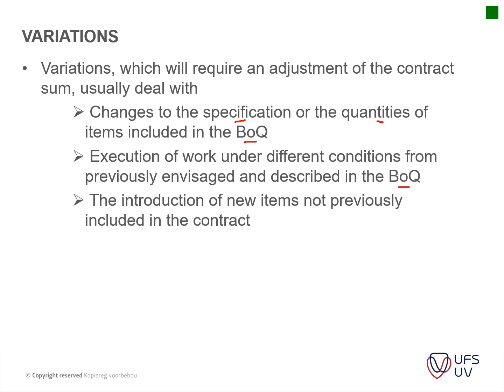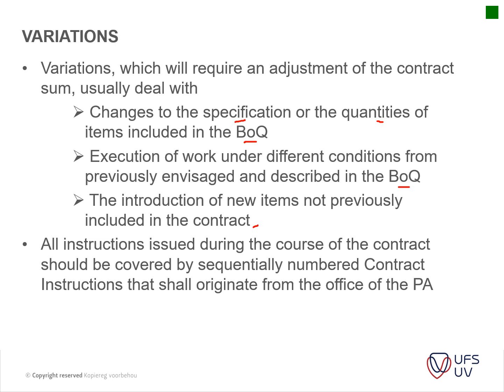The instruction of new items not previously included in the contract. For instance, if you're working in a community, you have to take into account maybe education of the community, talks with the community, which wasn't included in the initial tender brief, or something in that sense. Okay, all instructions issued during the course of the contract should be covered by sequentially numbered contract instructions that shall all originate from the office of the principal agent. So this is just the site instruction booklet that we spoke about in a previous slide.